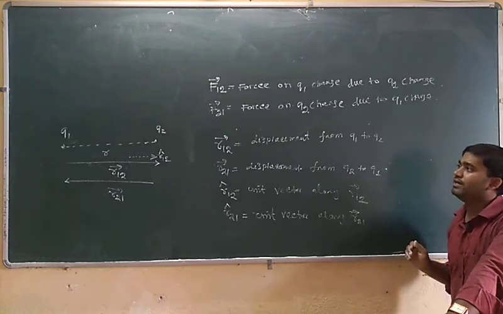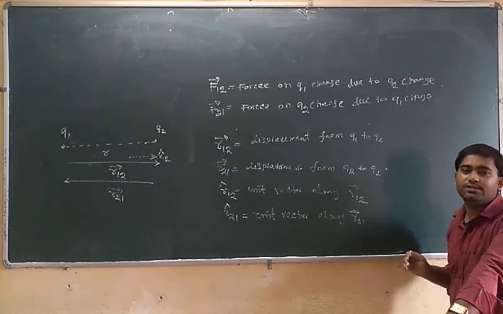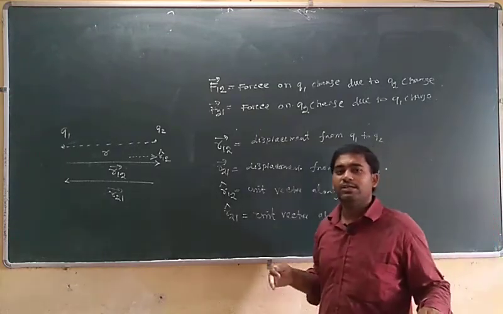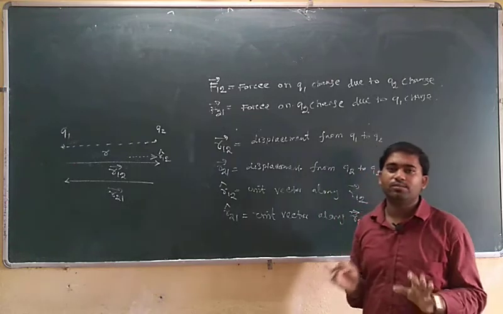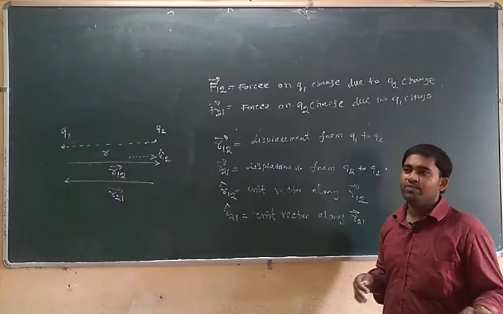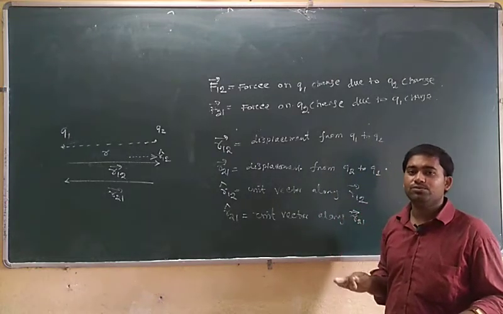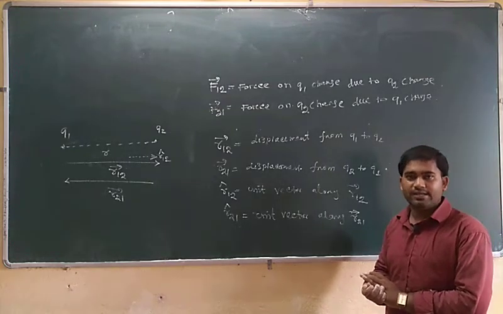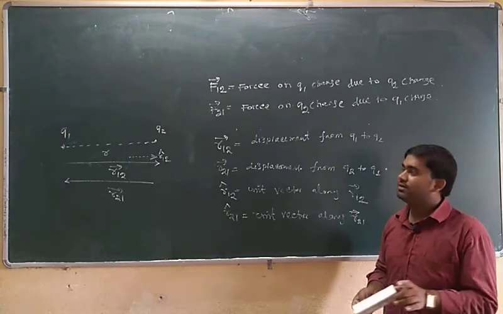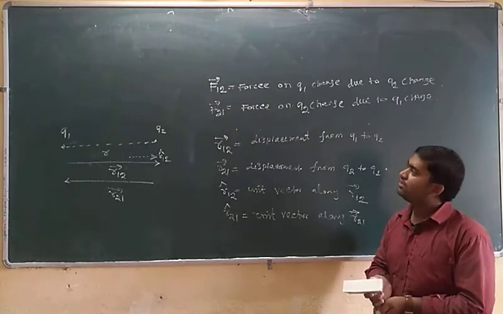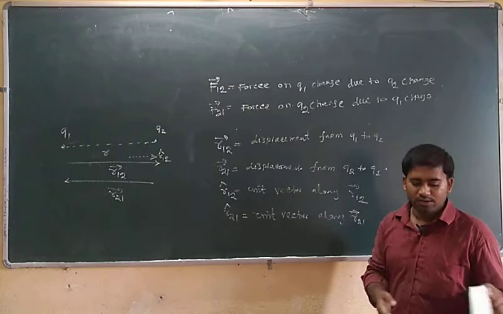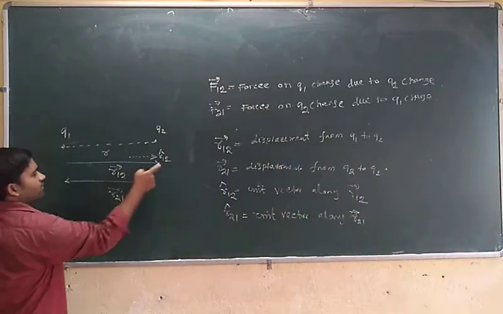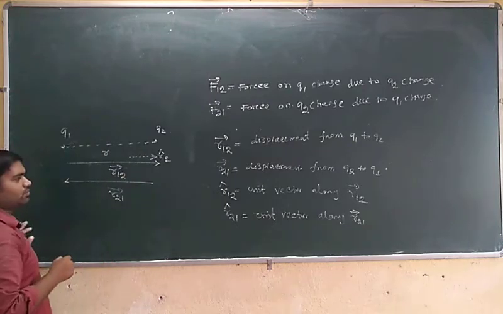Now it's important how can we represent F12 vector and F21 vector. The direction of F12 vector or F21 vector depends upon the magnitude of the charges and the different signs of the charges, that means either you may take positive charge or negative charge. Suppose I take different cases in order to represent Coulomb's law.